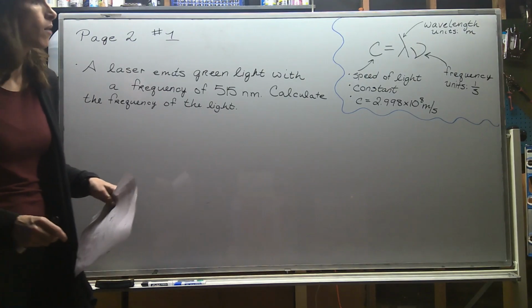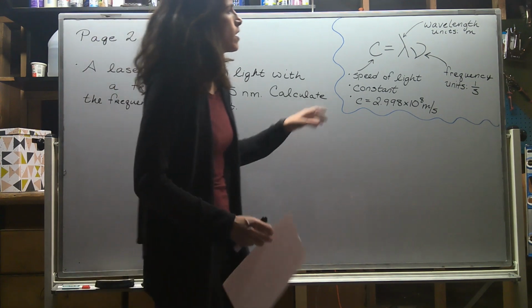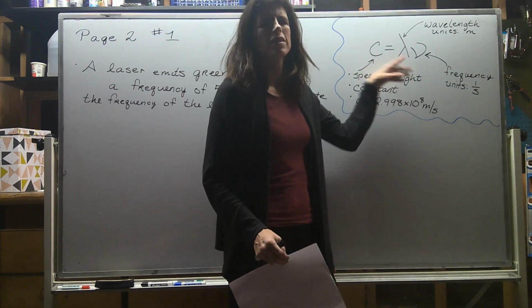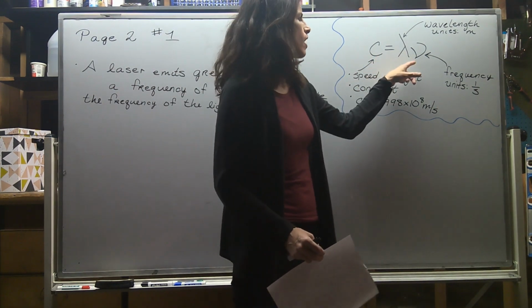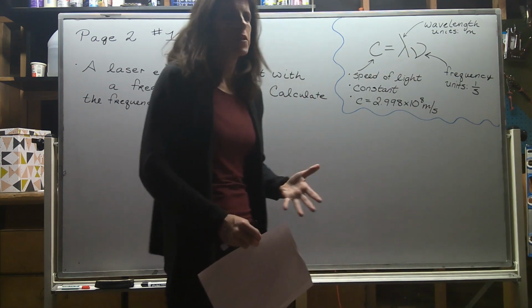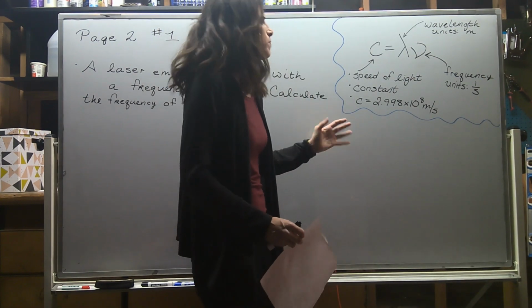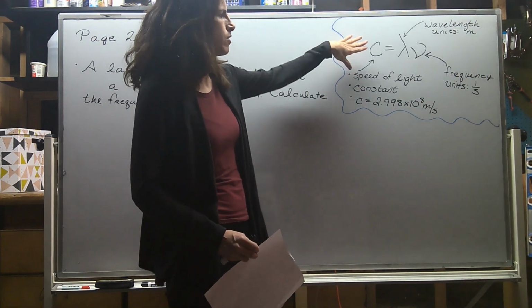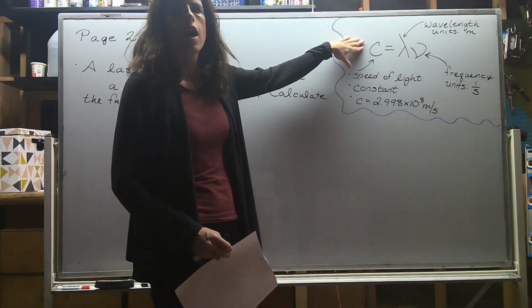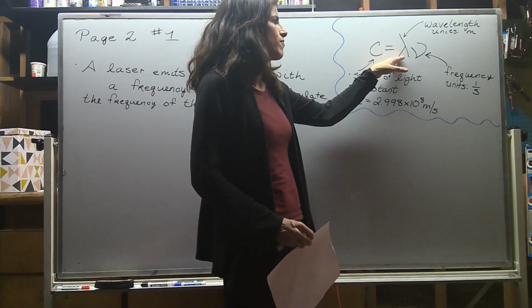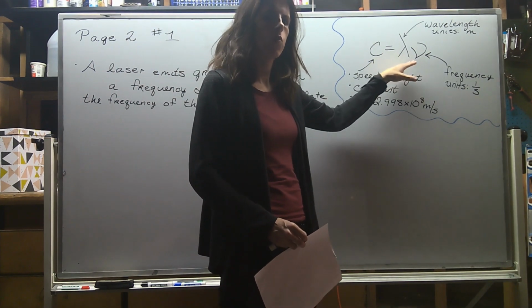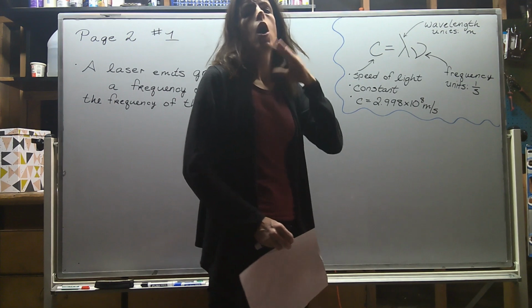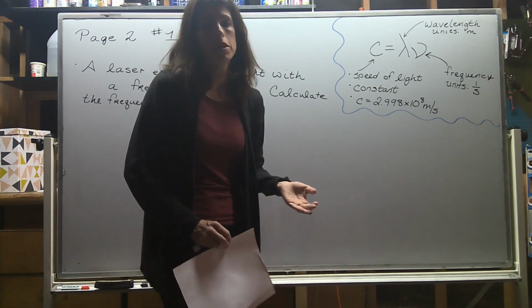So our first set of problems deals with this equation here. C equals lambda, this is lowercase lambda, times nu. This is a fundamental equation, and it defines the relationship between the speed of light, which is a constant, and wavelength and frequency. So wavelength times frequency always has to equal the speed of light.